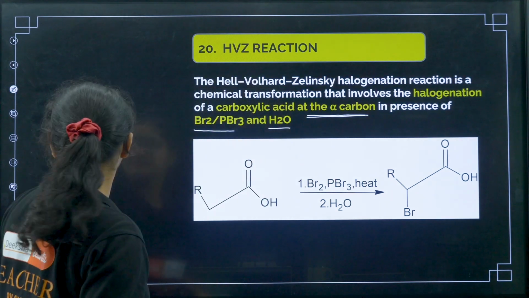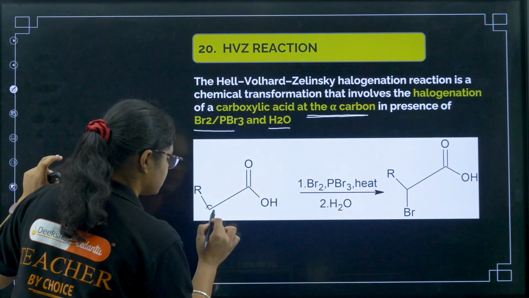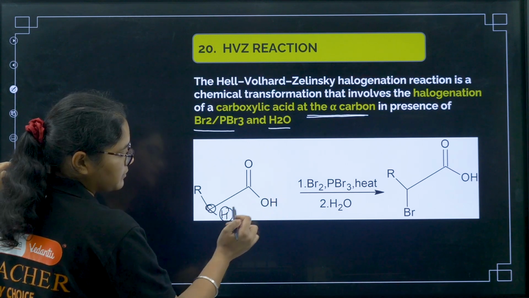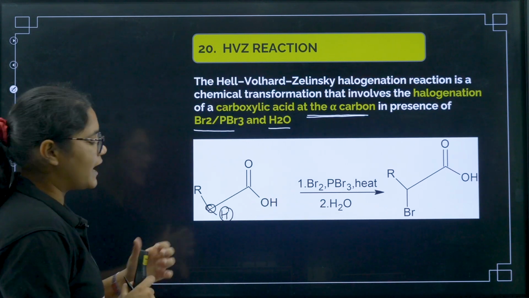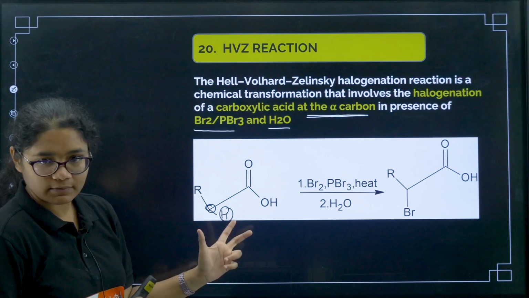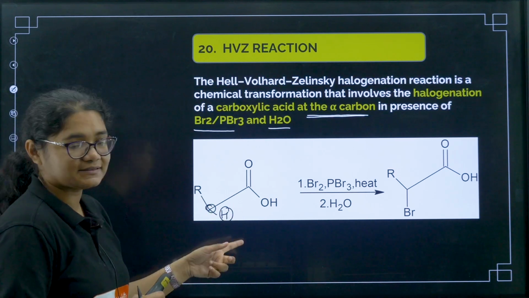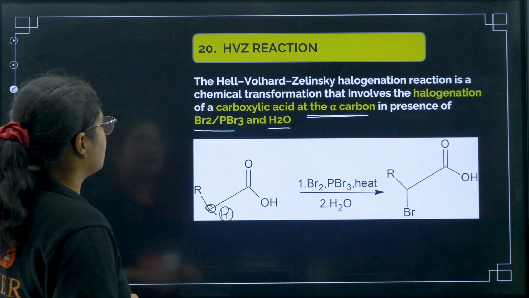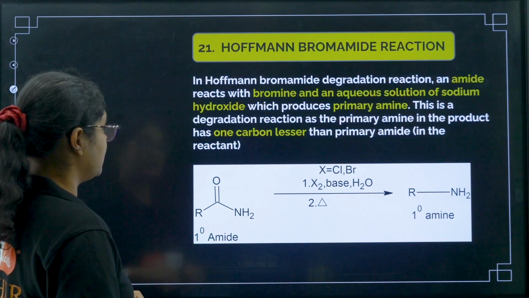Okay, so this you can see, this is your alpha carbon, right? This carbon is alpha carbon. Here we have the hydrogen, and this hydrogen is replaced with bromine. Okay, so halogenation of the alpha carbon. Now this one will take place if there is an alpha hydrogen. Okay, fine.